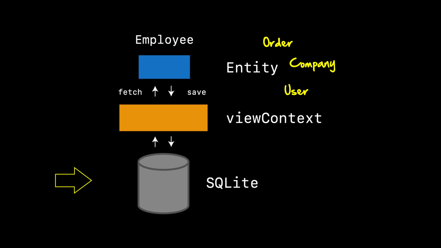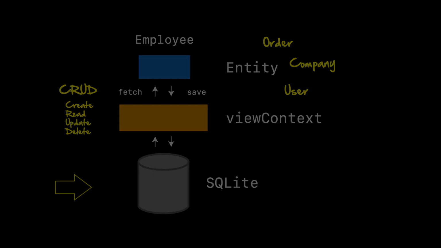So you define an entity like an employee. You then do your CRUD operations like fetching, reading, and updating through the view context. And by default, all that gets stored nicely, persisted on disk in a SQLite database. Let's look at a simple example to see how this works.